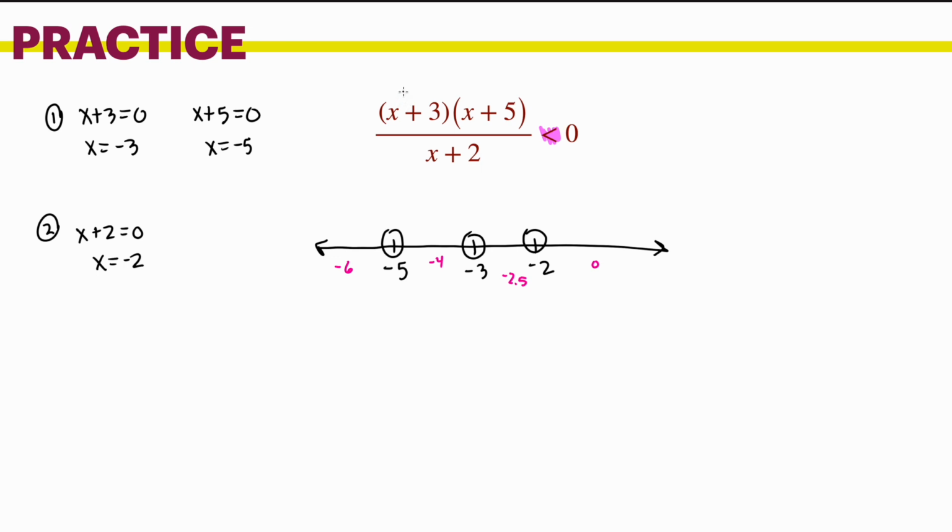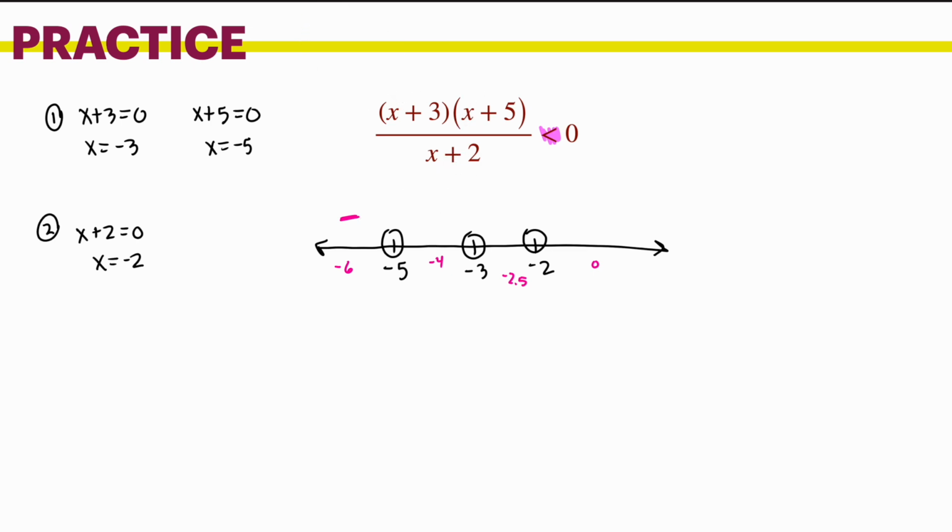So let's plug in negative 6. I'm actually going to do this in my head. Negative 6 plus 3 is a negative 3. Negative 6 plus 5 is also negative. And negative 6 plus 2 is also negative. 1, 2, 3 negatives means the whole thing is going to be negative.